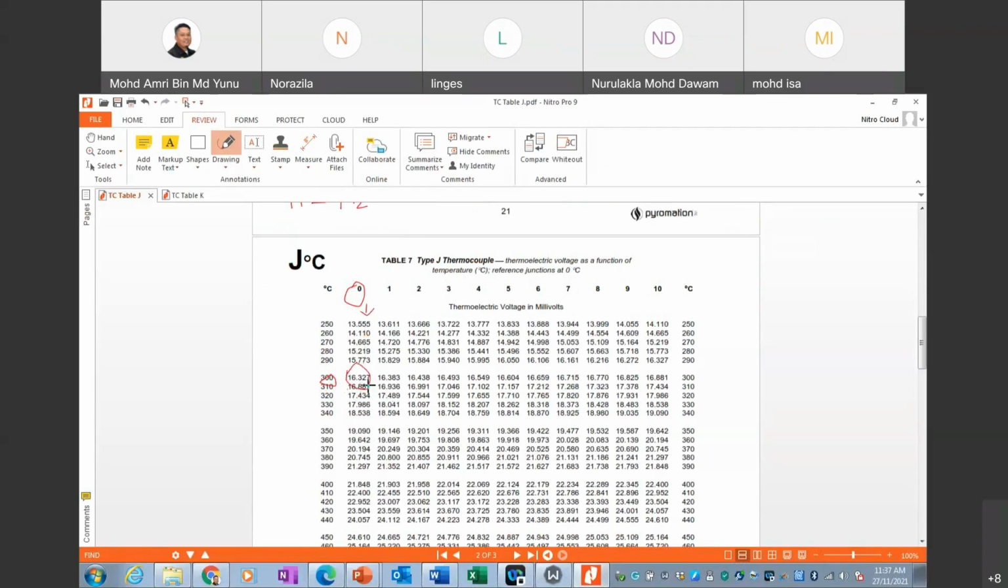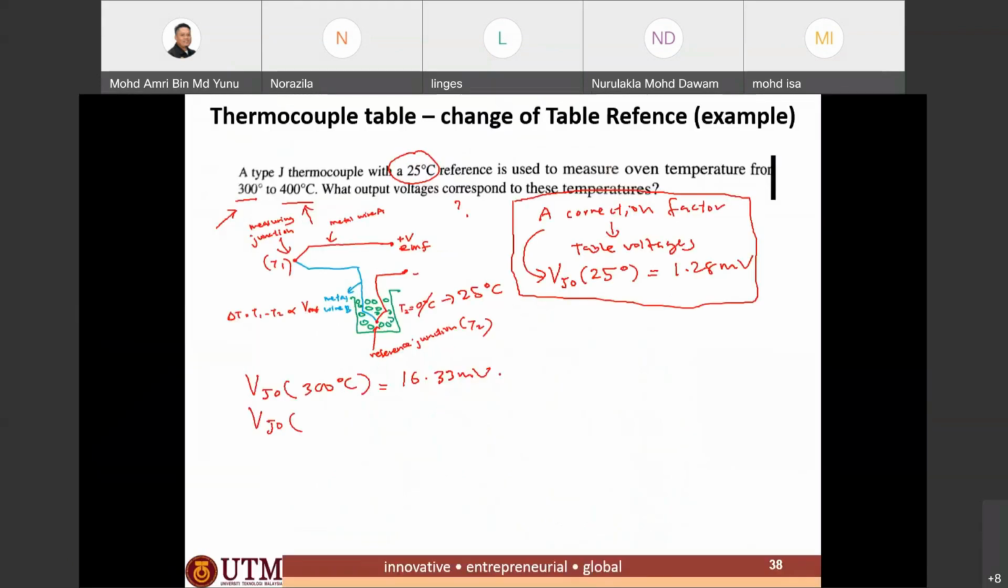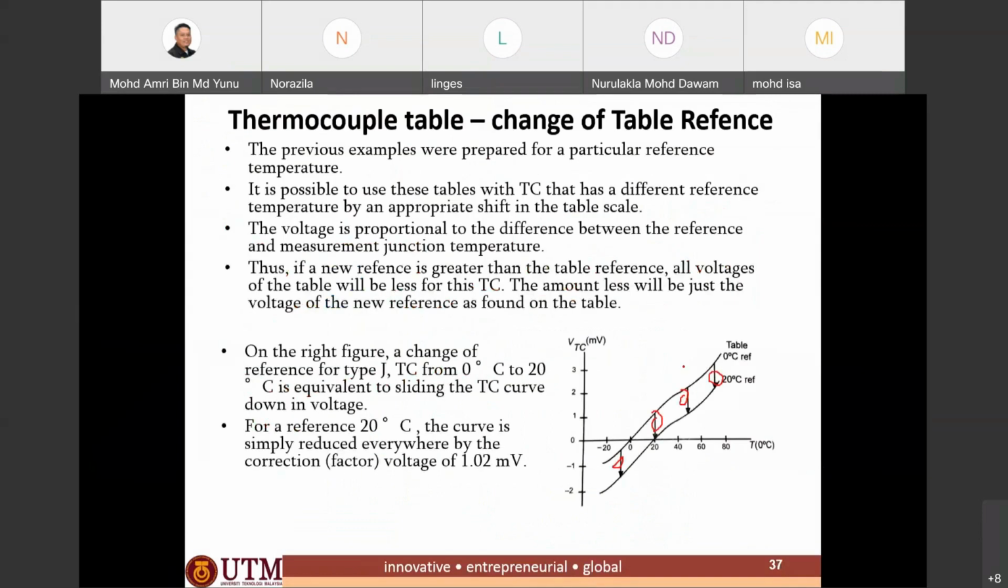So this is the value, 16.38, or 16.33 millivolt. Okay, 16.33. So this is the output when the reference is at 0. This is the output, let's say, at 300 degrees Celsius.